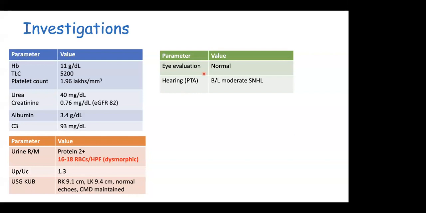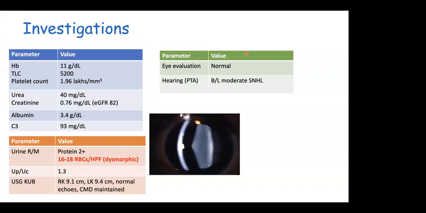Although the mother did tell us that there was no family history of CKD, it's important that you do a baseline evaluation to unravel so many things, which I'll just cover. Once you know that there are dysmorphic RBCs, you know that you are probably looking at some glomerular nephritis, so you do basic eye and hearing testing. Eye evaluation, this child was normal.